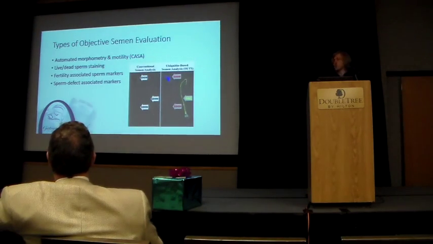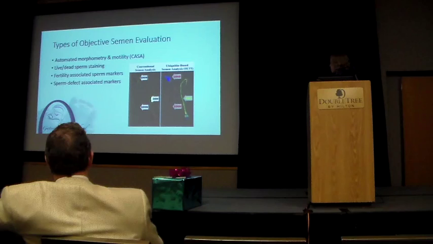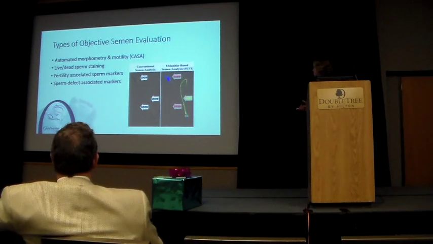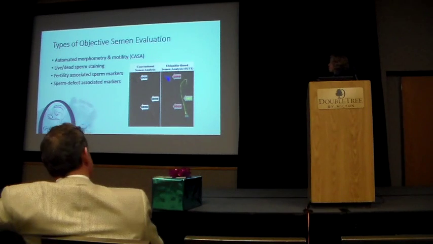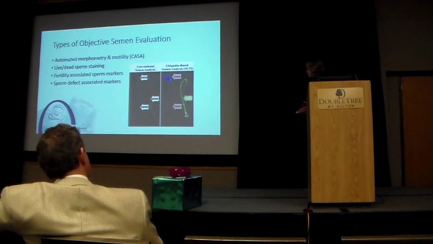So for illustration, this is a picture of what the andrologist under the light microscope can see, and all these three sperm would be assessed by an andrologist as a good sperm. However, if we use these markers for sperm fertility, in this case the red marker is a trait for a good sperm, while the green marker is for a bad sperm. So we can see a different story in here.